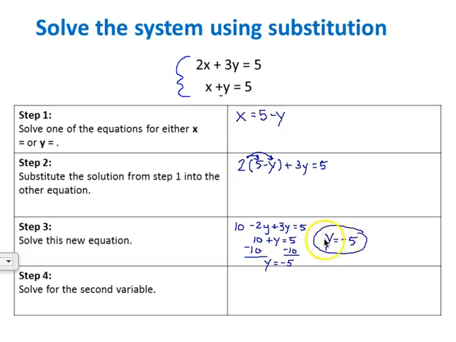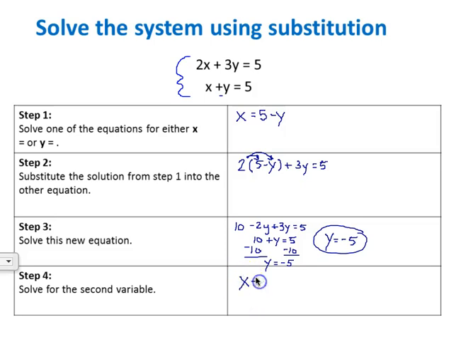Now that I have my value for y, I can solve for the second variable. I'm going to use my bottom equation. You can use either equation, but for me, looking at that bottom one, it's less work. So I'm going to plug that into that bottom equation, y equals negative 5.